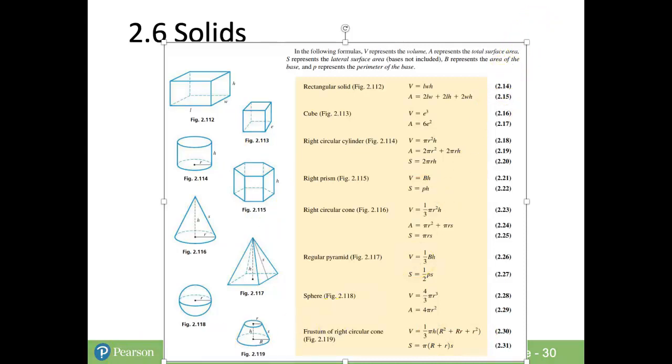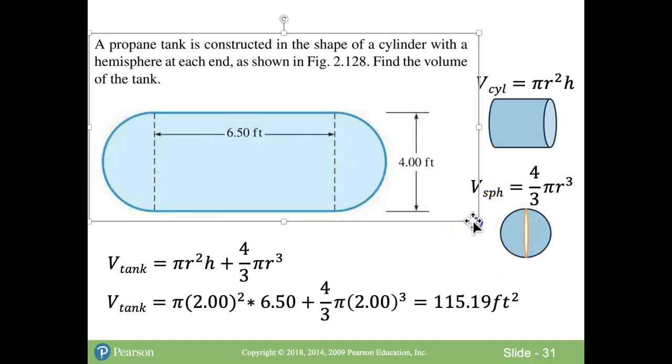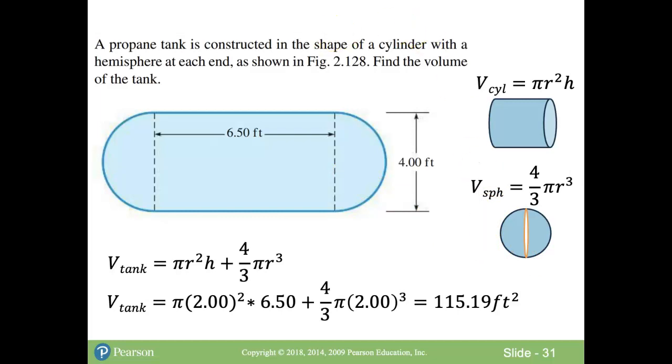I'd like to look at one example with you here. In this one, we're considering a propane tank. The shape of this propane tank is that of a cylinder with a hemisphere at each end. So if you've got two hemispheres, one at each end, when we join those two together, it's going to make one sphere. To find the volume of these two hemispheres, I'm going to shade these out a little bit here. This is one half of the sphere, and this is the other half.